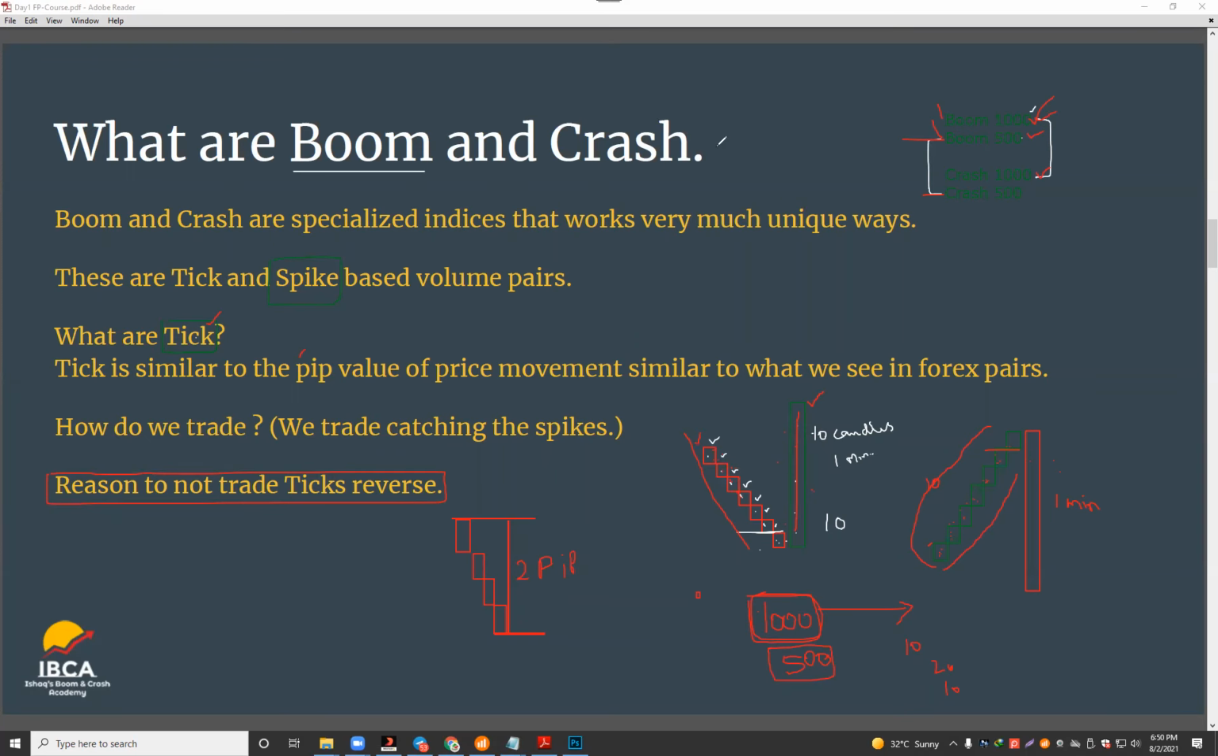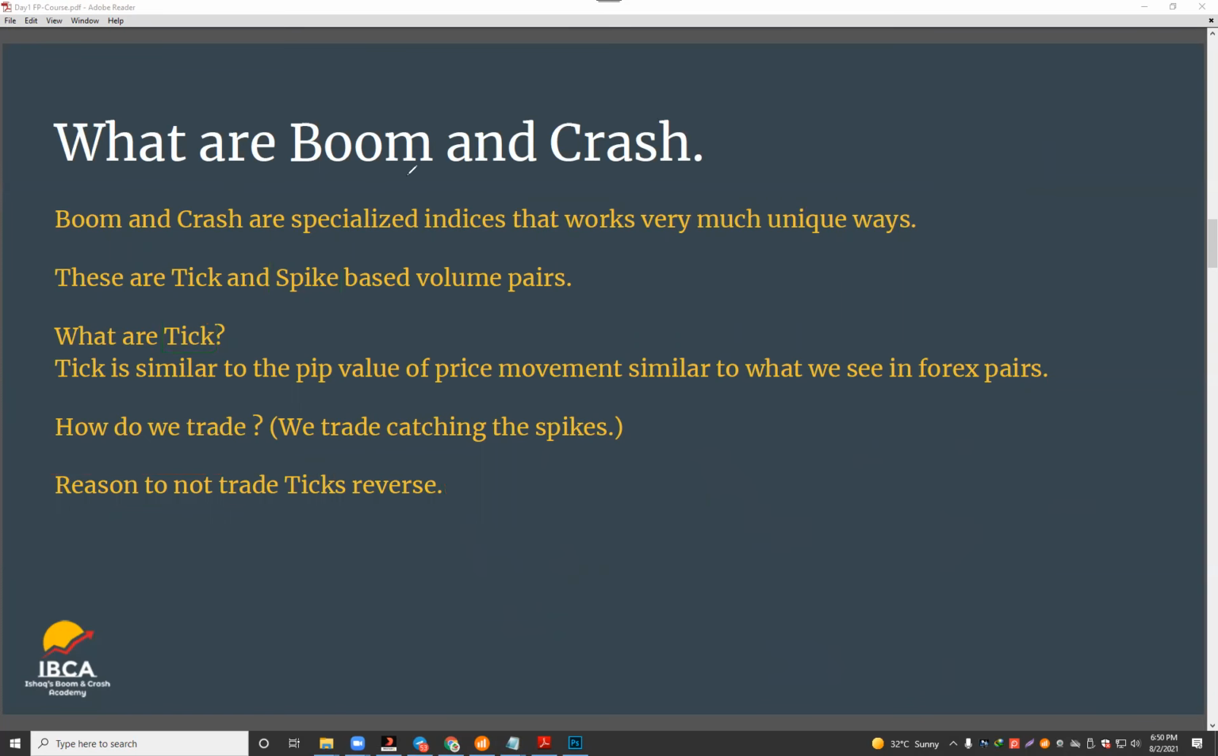Here, we have understood everything about the boom and crash, the structure of the tick and spike. Is the tick structure and spike structure clear? Yes, sir, but we would like to see it in the chart. Okay, it will sink in more then.